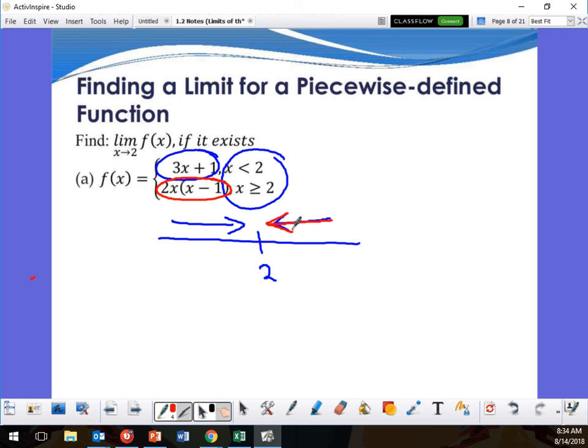So plug in 2. So this one right here on the left-hand side is going to give me 7. All right, now let's look at the right-hand side. Right-hand side, that's going to be 1 and 4. So what do we get? Just 4. Okay. Does the limit exist? No, because the left hand and right hand aren't going to the same number, are they?